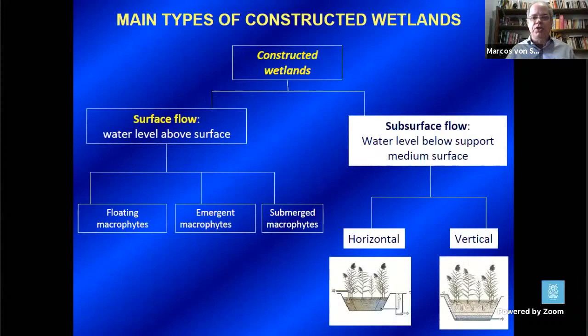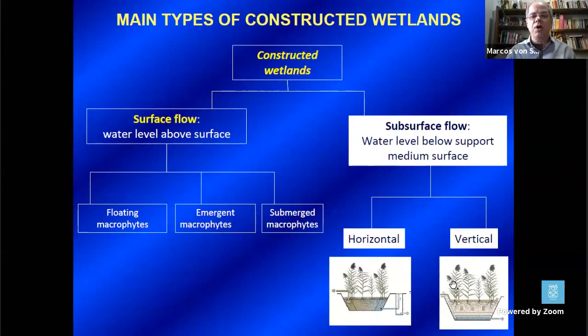Here is a simple division of the main types of constructed wetlands. We have surface flow wetlands, different variants. They are basically like ponds with plants. And I'm going to cover here very briefly only this here, which is the main type of treatment wetlands we have, subsurface flow, in which the water level of wastewater is below the level of the supporting medium, the gravel, for instance. We have horizontal flow wetlands and vertical flow wetlands.